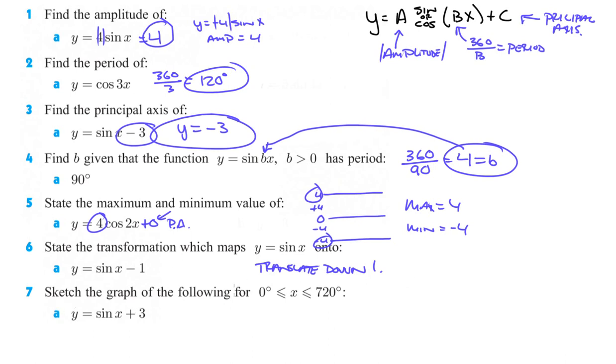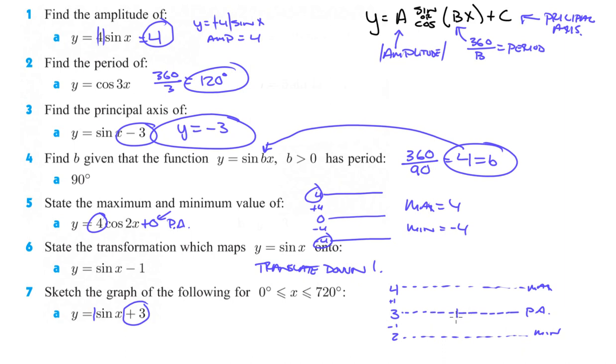And then 7: sketch the graph of the following for 0 to 720. Okay, so we're going to sketch this. I always like to start with the principal axis, which is at 3. So let's put this 3 here, and that's going to be our middle, our principal axis. Then our amplitude is whatever number's in front of the sine here. Since there's nothing there, you have to assume that it is 1. So we go up 1 to get to 4, which is the maximum. Then we subtract 1 to get down to 2, which is the minimum. Right, so we have the max and the minimum, and then we're going to sketch that for 720 degrees.